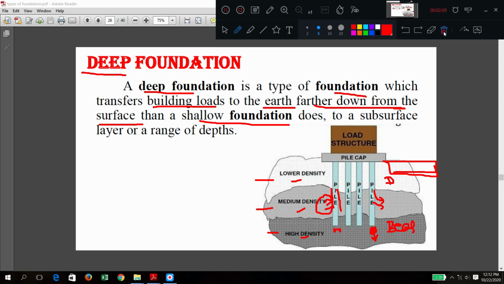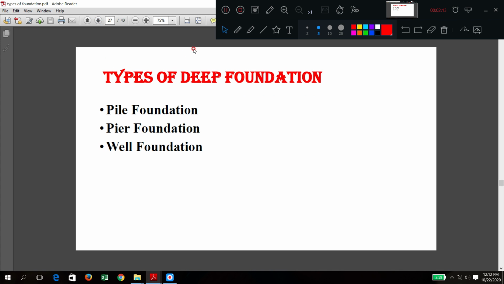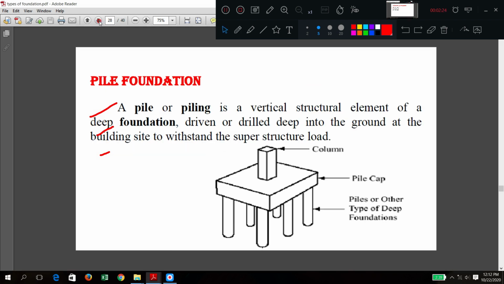Now coming back to the next type. In this we have pile foundation, pier foundation, well foundation, three types of deep foundation. Now in the pile foundation, what is this pile? Pile or piling is a vertical structural element of a deep foundation. This is called the pile element.